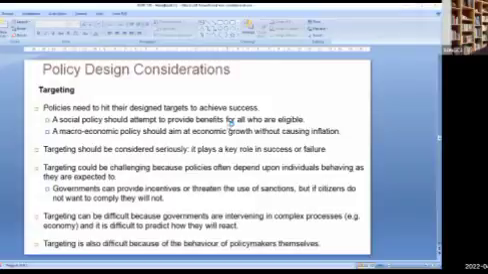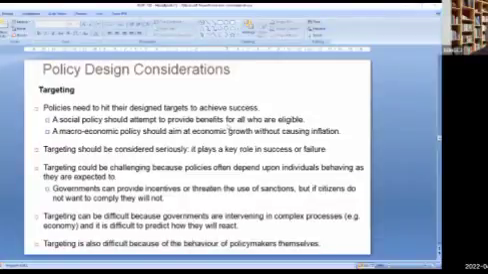So, still looking at policy design considerations. Let's talk about the fact that it's in a democratic context, that it's political and targets human behavior. Targeting policies need to hit their desired target to achieve success. At the beginning, we mentioned that every policy must have a key objective and identify the problem. The target is to solve or address an issue or problem. So for a policy to succeed, it must hit the target it was designed for.